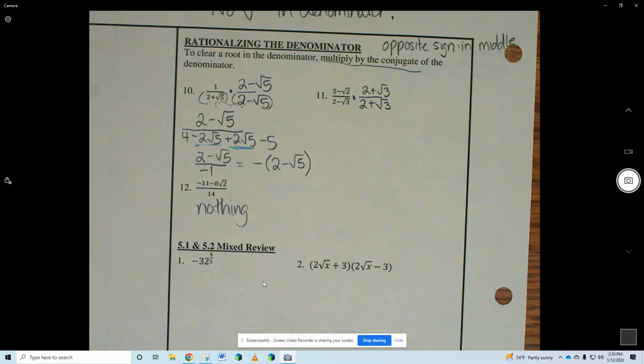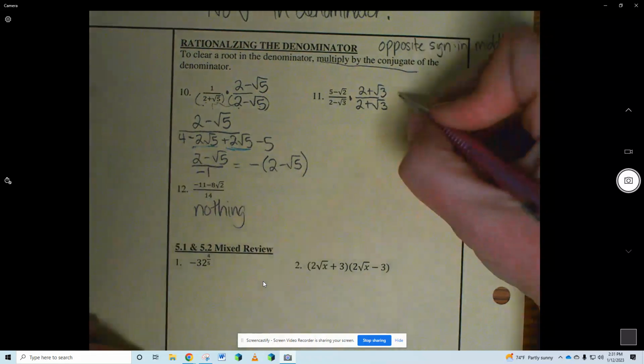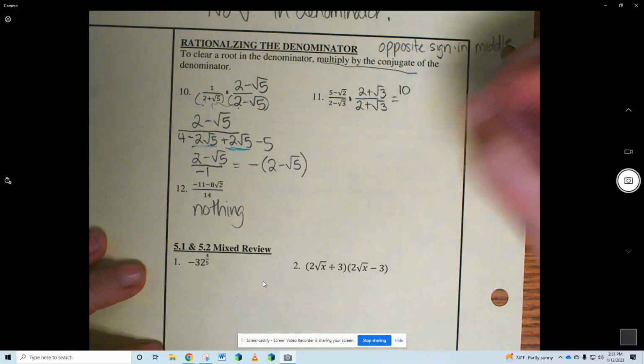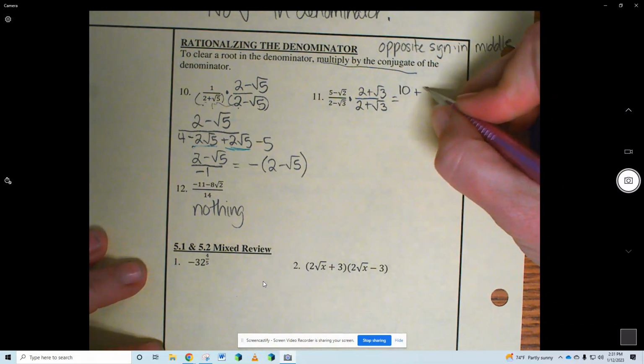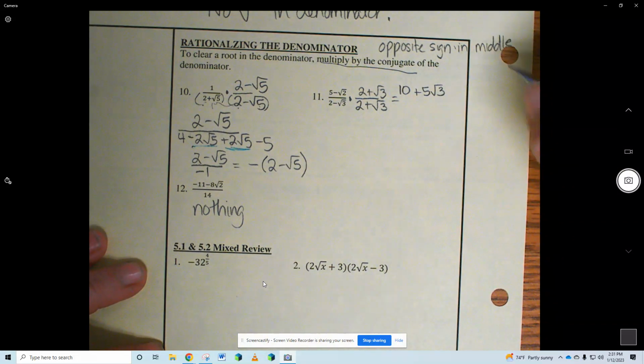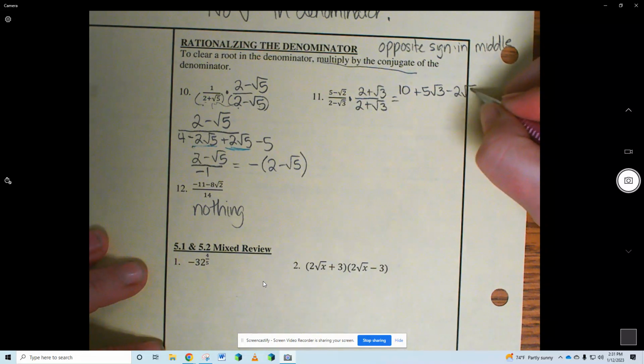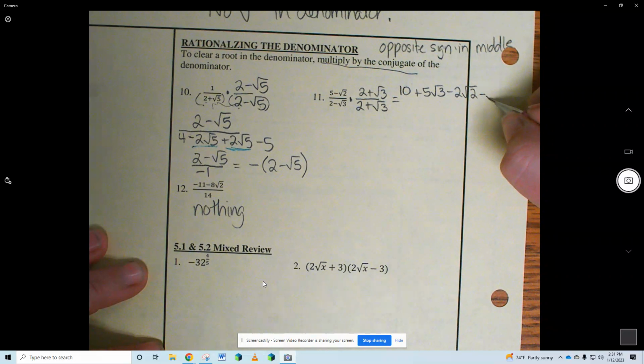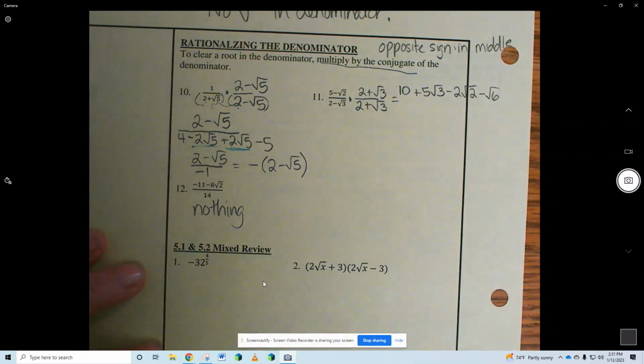All right, let me start number 11. The numerator, foiling. 5 times 2, 10. Plus 5 rad 3. Minus 2 radical 2. Minus radical 6.